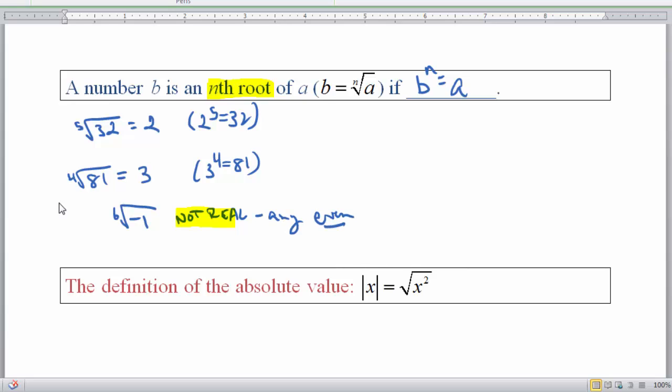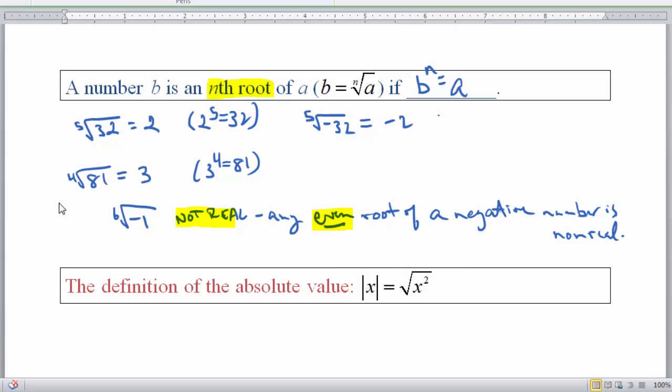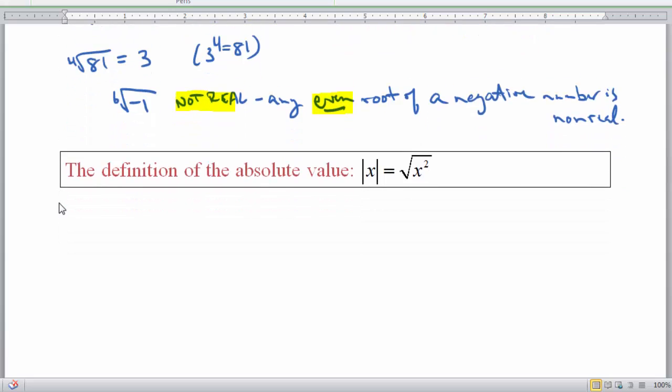So what ends up happening is any even root of a negative number is non-real, imaginary. And the key there, of course, is even. You can take the odd root of a negative, like for example, the fifth root of -32, that does exist. It's actually -2, because -2 to the fifth will give you -32. But any even root of a negative number is non-real. So that's just the general definition of an nth root.